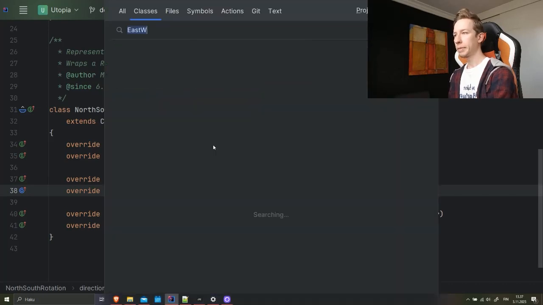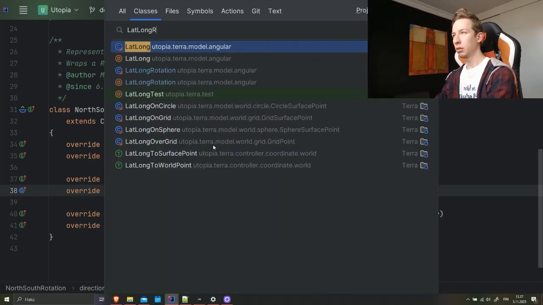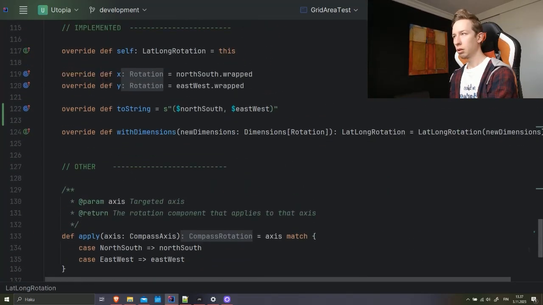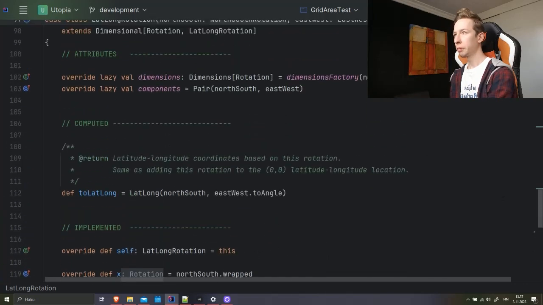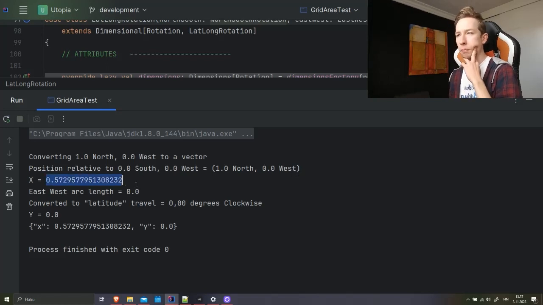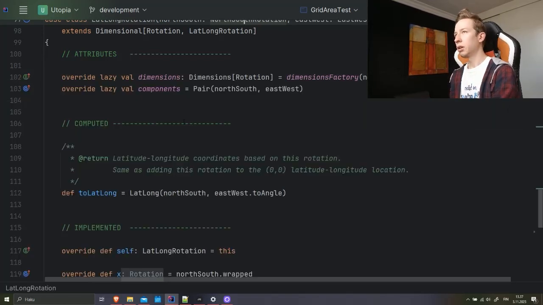Okay. So we have rotation. Yeah, this looks good. So let's try again. 1 north, 0 west. So that preserves. That's good. But now this mystical 0.57. I guess we need to go look into that next.